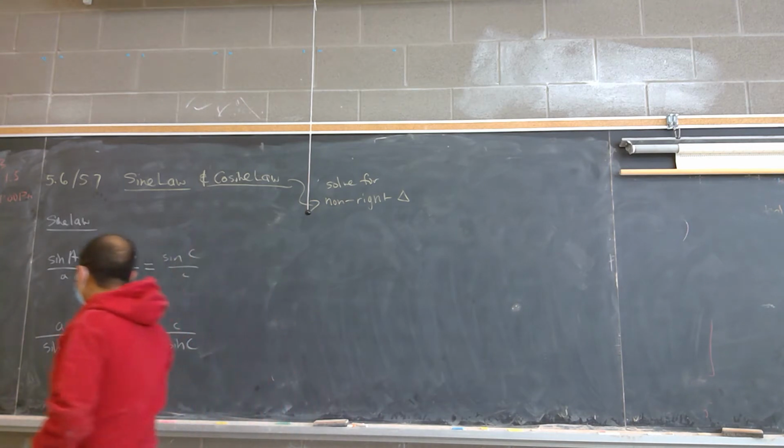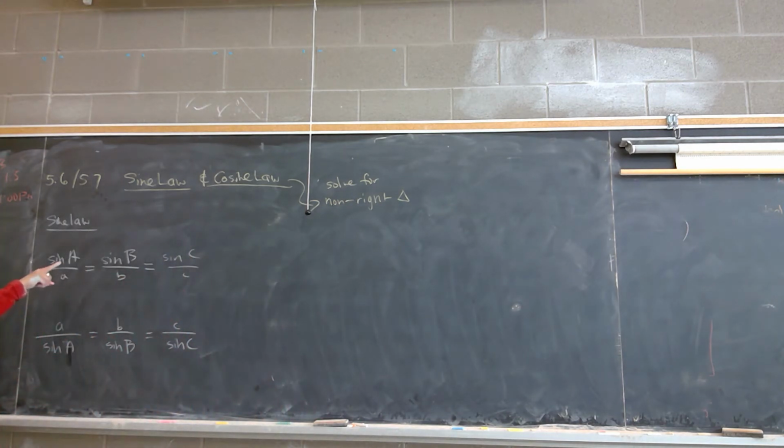The first one, sine A over A equals sine B over B equals sine C over C, and I think a lot of you understood the angles on the top and the sides on the bottom. This is to find a side. I said that wrong. To find an angle. Okay? So this one's used to find an angle.